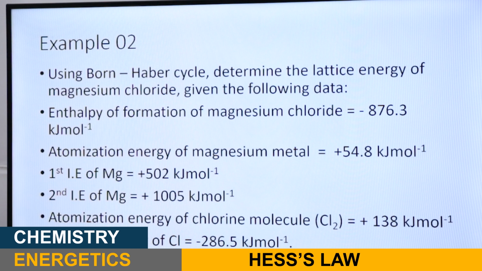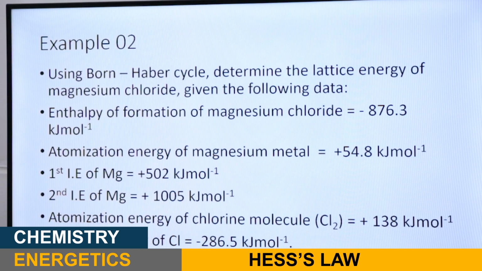You have the first ionization energy of magnesium, positive 502 kilojoules per mole. The second ionization energy of magnesium is positive 1005 kilojoules per mole. Atomization energy of the chlorine molecule equals positive 138 kilojoules per mole. Electron affinity of chlorine is equal to negative 286.5 kilojoules per mole. So, my dear students, that is the second way questions relating to the Born-Haber cycle might come.